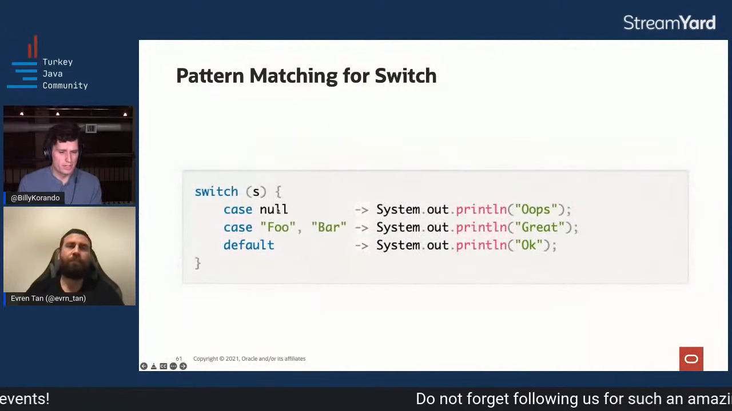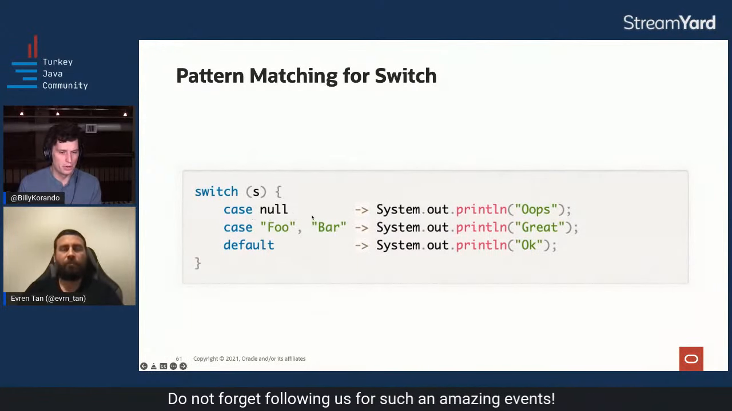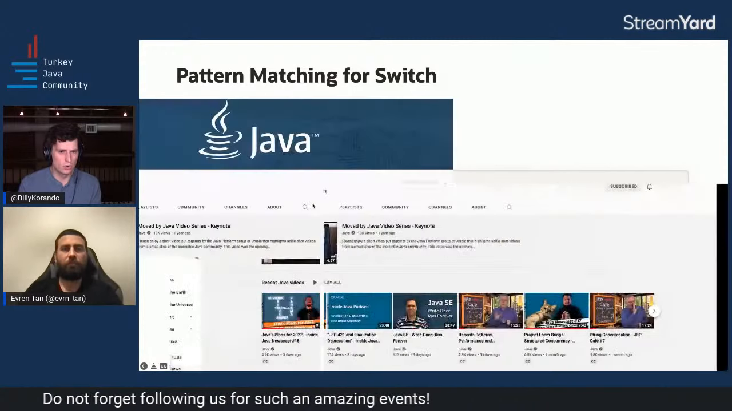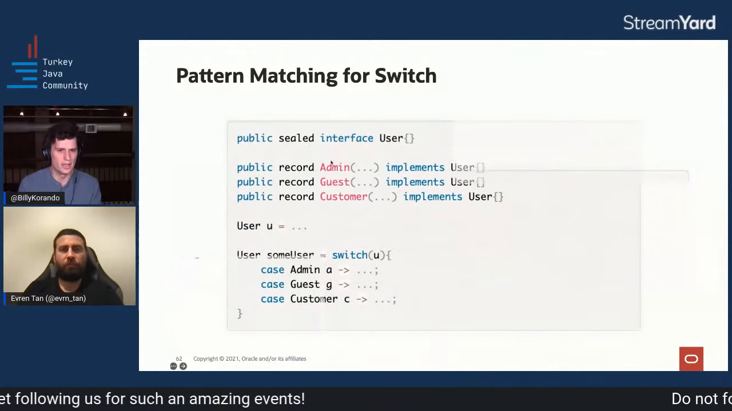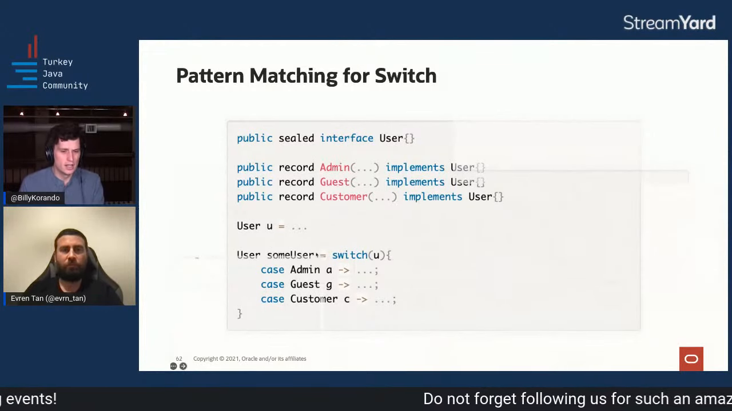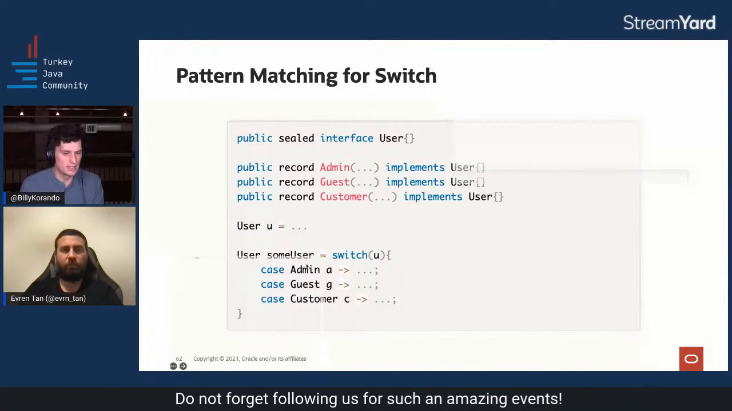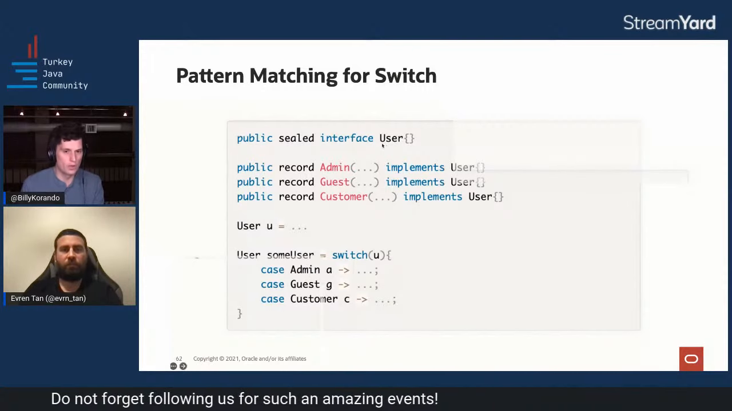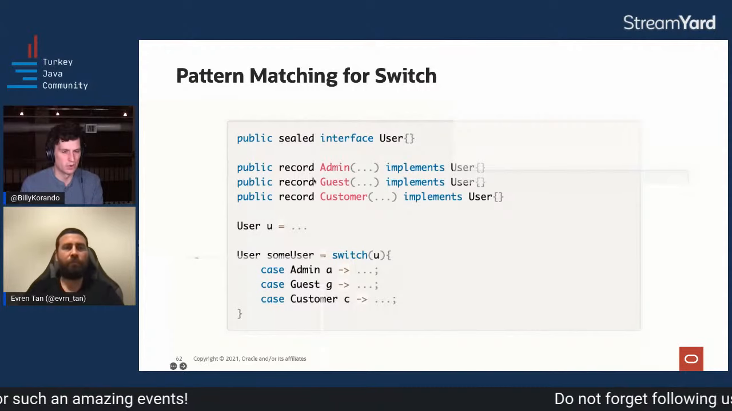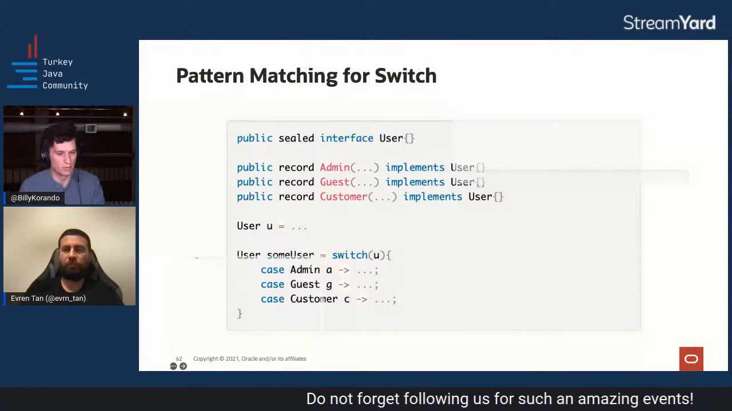Also, with pattern matching for switch, we can now handle nullability. And pattern matching for switch will also understand sealed hierarchies. So in this case, I don't need to have a default case because it knows I'm covering all the possible different subtypes of user: admin, guest, and customer. Because those are the only allowed subtypes of user, I don't need to provide a default case.